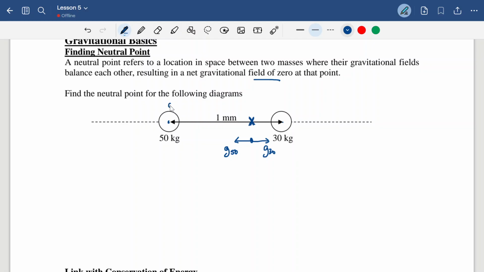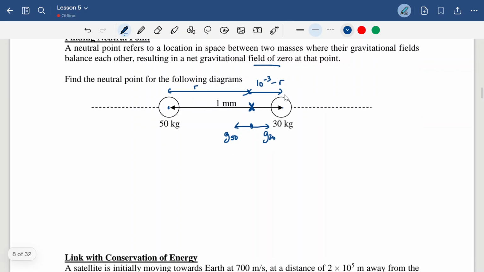We'll let this distance from the 50 kg to the neutral point be R, which tells you that here it must be 10 power minus 3 minus R. So at the neutral point, your gravitational field strength is equal in magnitude and opposite in direction. The net is 0.